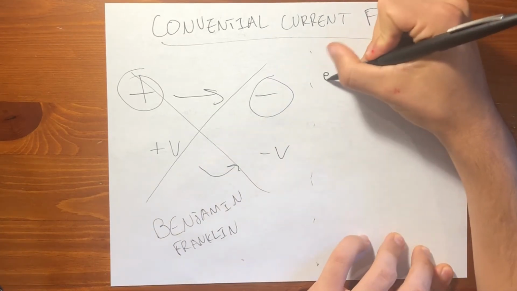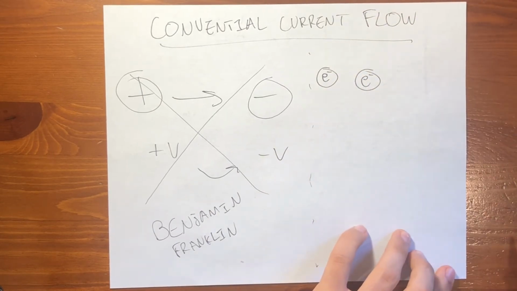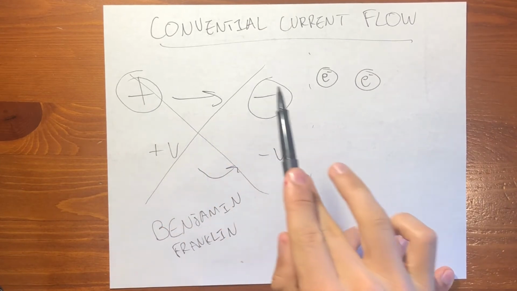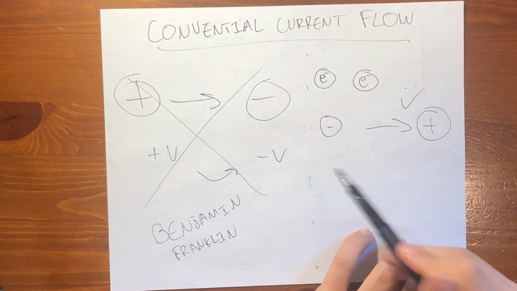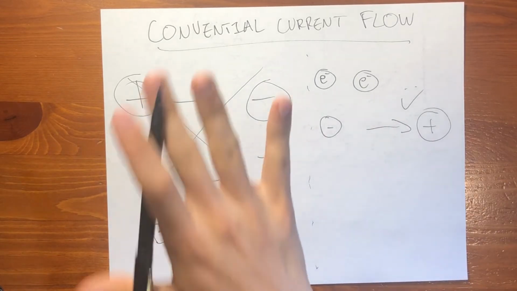In reality, what's actually happening is the electrons are moving, right? The electrons have a negative charge. So it doesn't make any sense for electrons to move from positive to negative, considering they are repelled by negative charges. So in reality, they do move from negative to positive. So when we're talking about the tube, it's going to make a lot more sense thinking about it in reality rather than the conventional current.